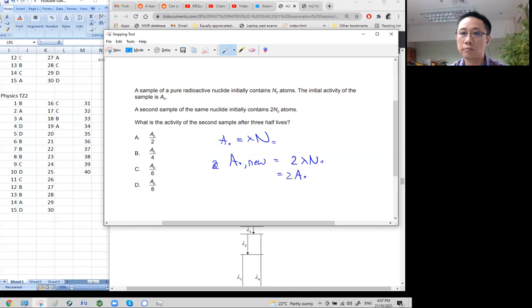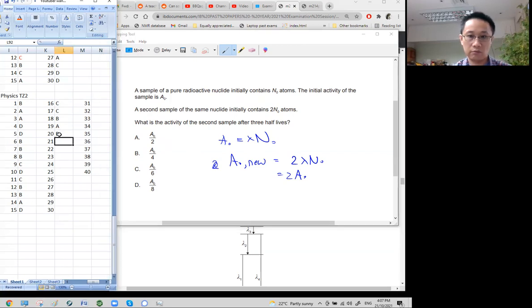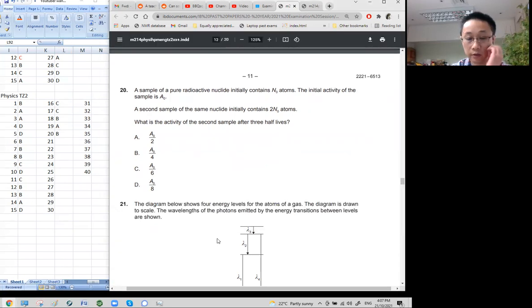And then, being the same type of radioactive nuclei, the half-lives would be the same. So 2A after 3 half-lives: 2A becoming A, becoming half A, and A becoming quarter A. Because both N and A follow the same half-life halving pattern. So I think B is correct.